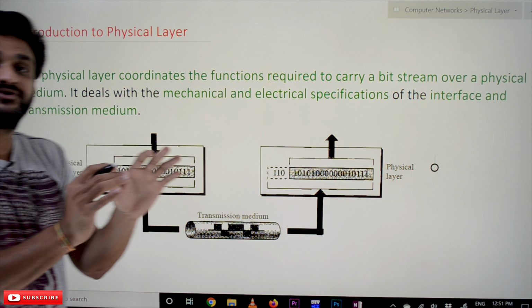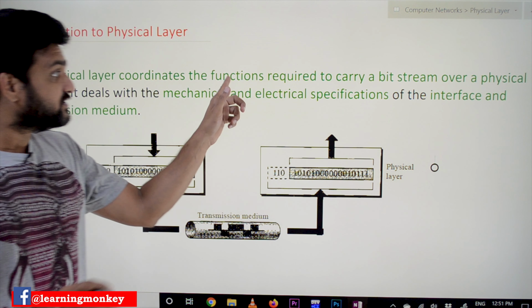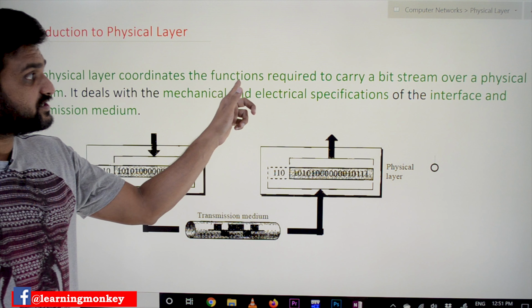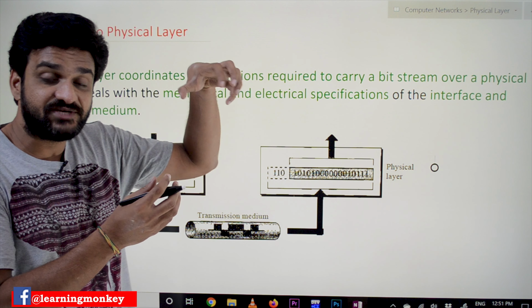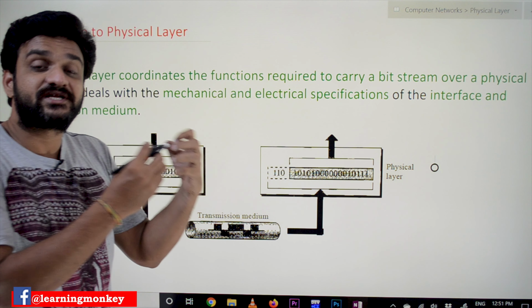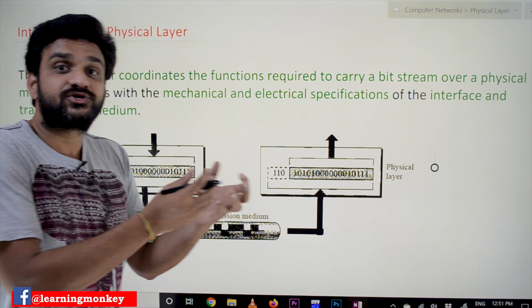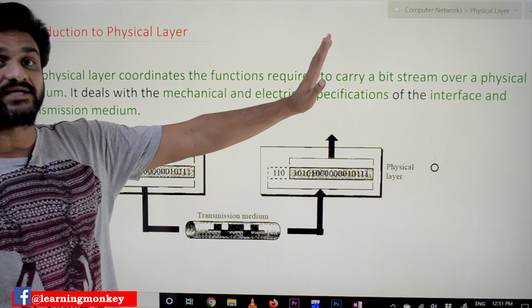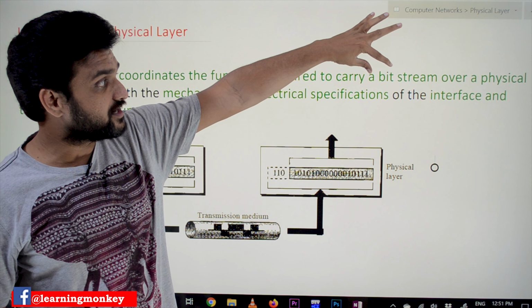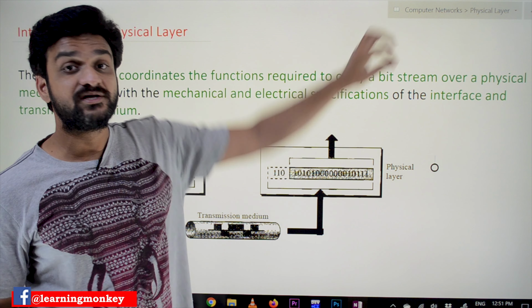What is the functionality of the physical layer? It is the functions required to carry a bit stream, the stream of bits that needs to be transferred from one computer to another computer. Those streams of bits are transferred and managed by the physical layer.